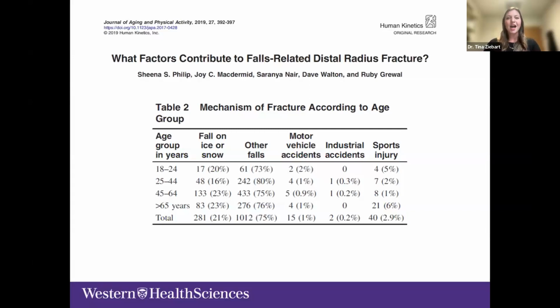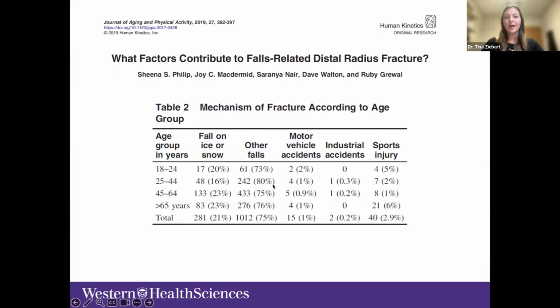One thing that I wanted to highlight on this table here was that we often think about falls and the consequences of falls happening in that older adult population, focusing more on that 65 plus group. But when we look at this table, the greatest number of falls were actually occurring in the 45 to 64 group, which were leading to distal radius fractures.